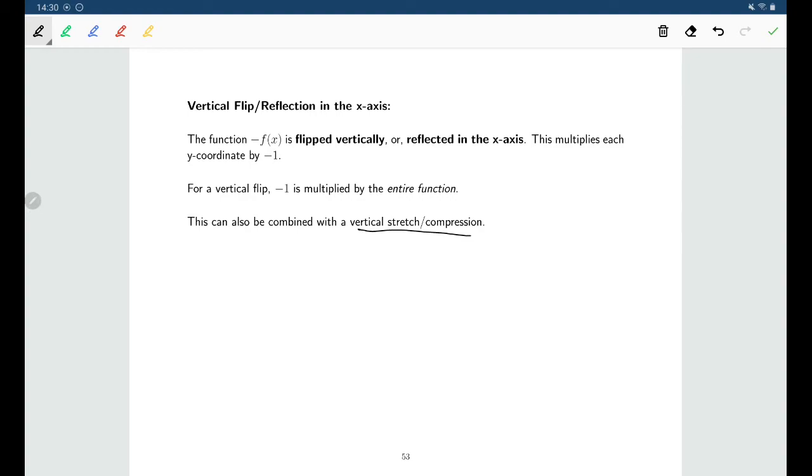So if I were to look at, for example, the squaring function y equals x squared and multiply it by -2, it would be stretched by a factor of 2 and also flipped in the x-axis. And I can do both things at the same time, because what I'd be doing here would be multiplying my y-coordinates all by -2.